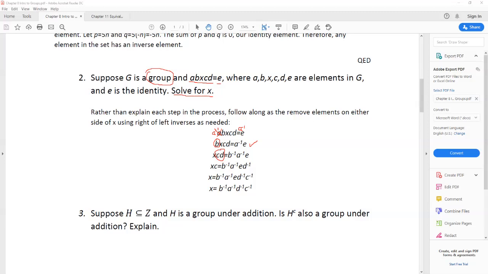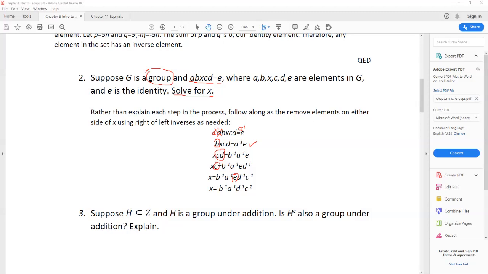And finally, I need to get rid of this C, and since it's located on the right side, I will multiply on both sides on the right by C inverse. And then, of course, the identity multiplied by any element is just that element. Our final answer is that X is equal to B inverse, A inverse, D inverse, C inverse.